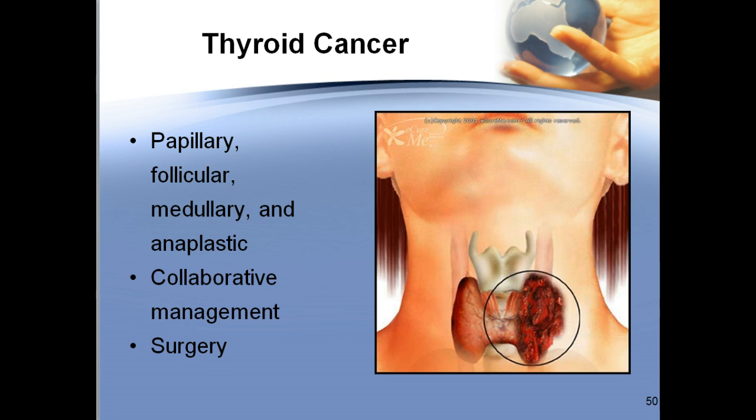Okay. Then anaplastic carcinoma is a rapid growing aggressive tumor that directly invades nearby structures. And usually people have stridor, hoarseness, and dysphagia as a result. Usually collaborative care would be radiation therapy to potentially shrink the tumor.